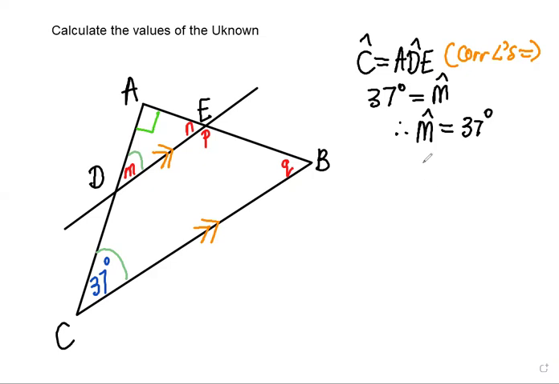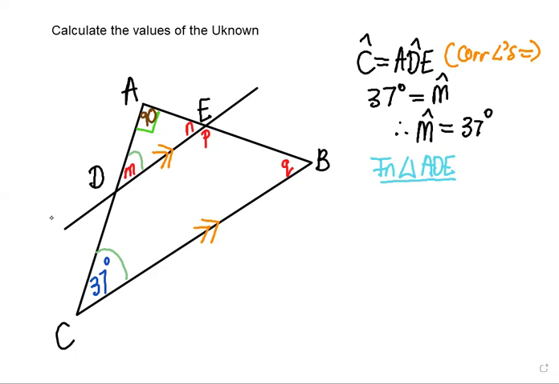Then after getting 37 degrees, we're going to say in triangle ADE, we know that here, even if they didn't write anything, this small box is going to be represented by 90 degrees, because perpendicular means at right angles. At right angles means 90 degrees.